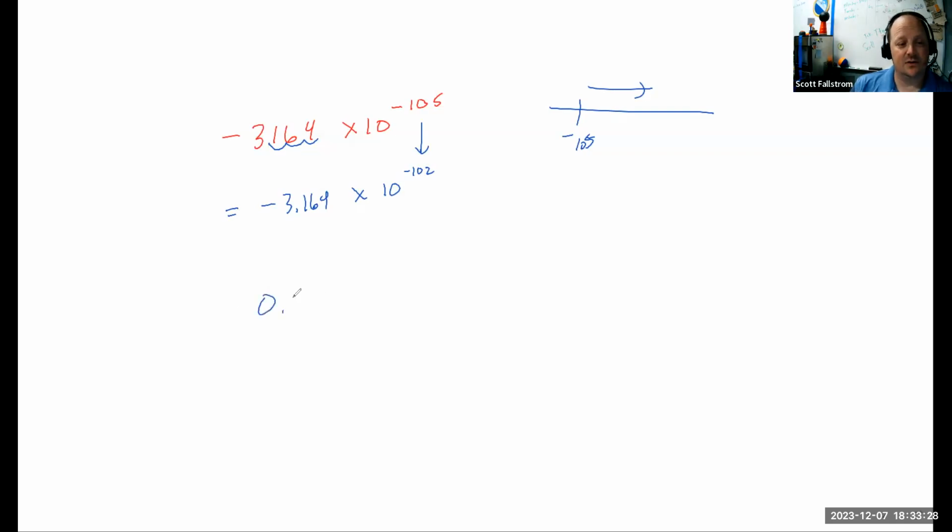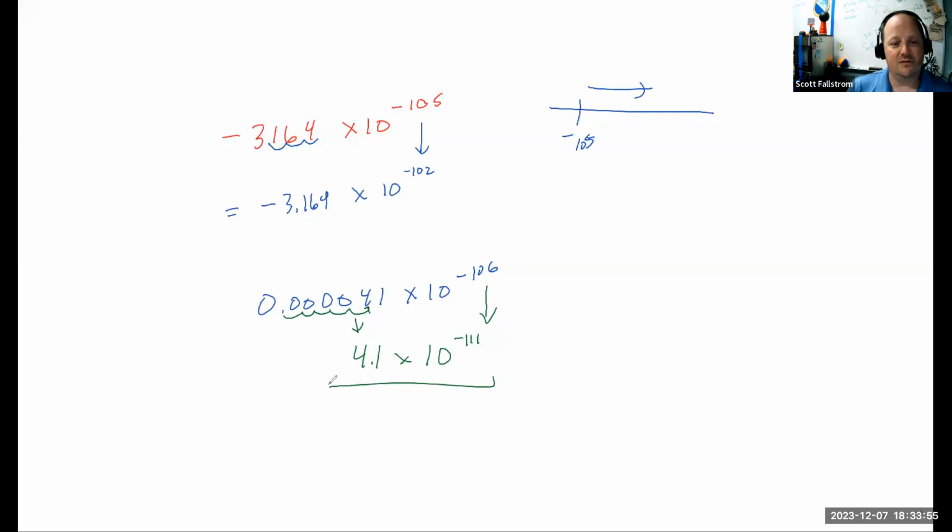Now let's just say we had 0.000041 times 10 to the negative 106 power. Then how far did I move? Let's see here. 1, 2, 3, 4, 5. So I get 4.1, which is 5 places. And now I made the number bigger here. 4.1 is way bigger than what I started with. I need to make this one smaller by 5. So I get negative 111. Okay, scientific notation. One of our bestest friends.